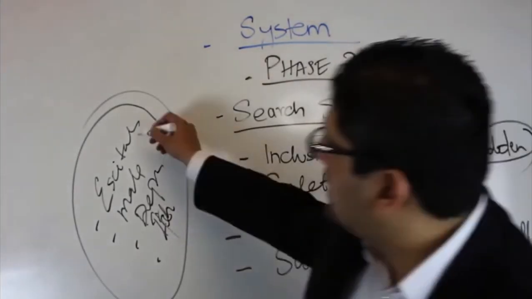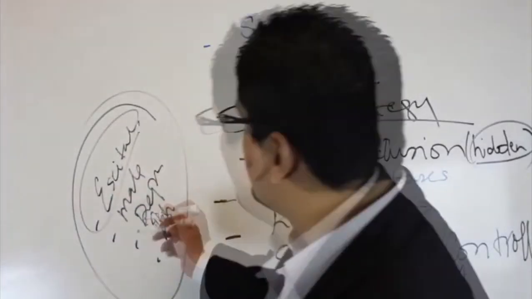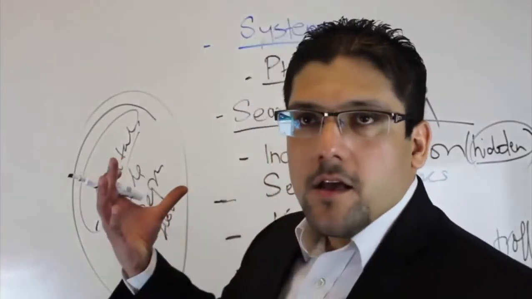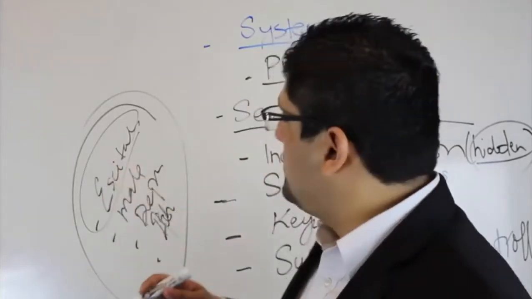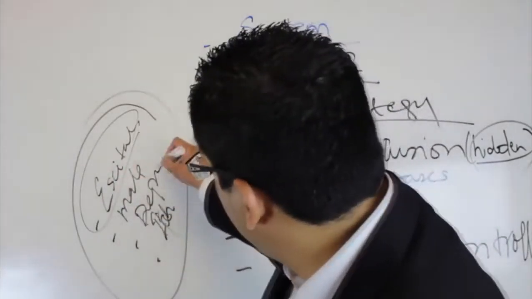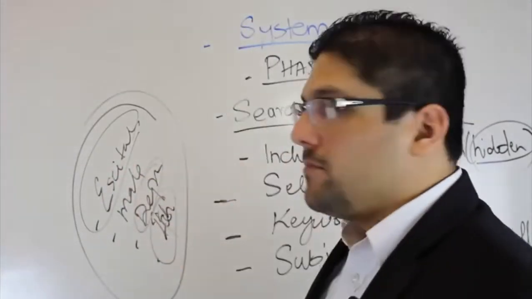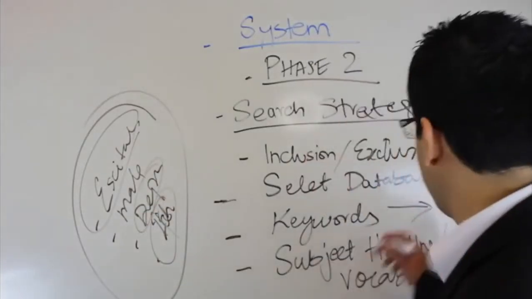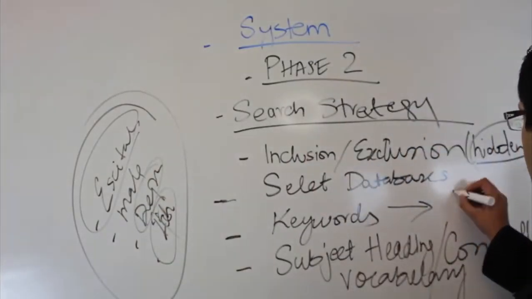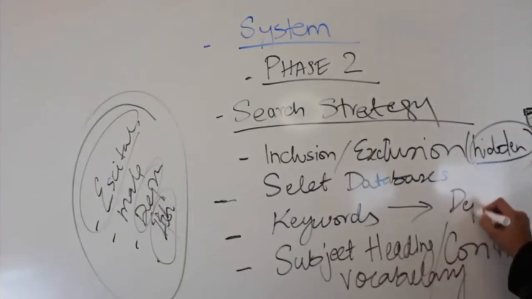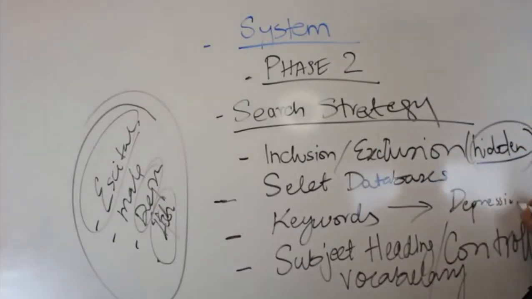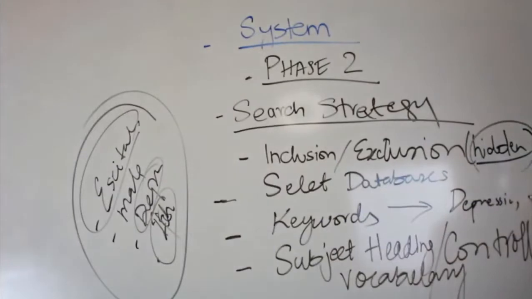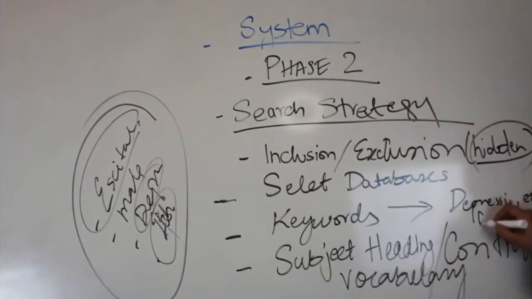So how do I decide my keywords? It's simple. Keywords are here. What are the main big things you can see in your research question? Escitalopram, depression, and itch. These are my three keywords. Depression, and escitalopram, and itch. These three are my keywords.